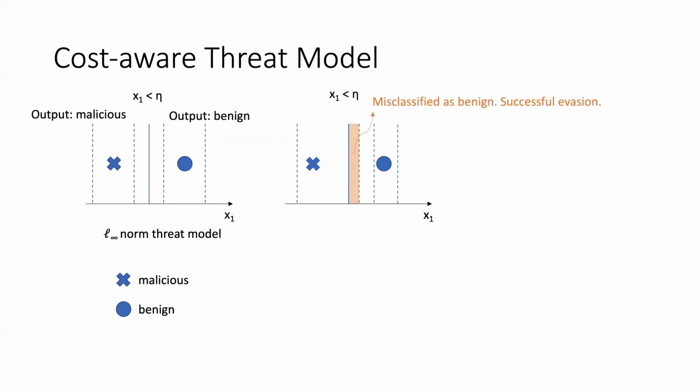Under the realistic threat model, the split x1 less than eta is no longer robust. If the attacker moves the malicious sample to the shaded region, then the sample will be misclassified as benign, which is a successful evasion case.